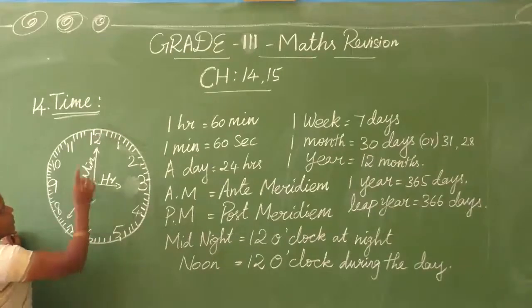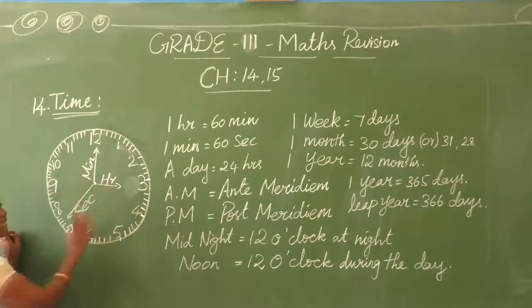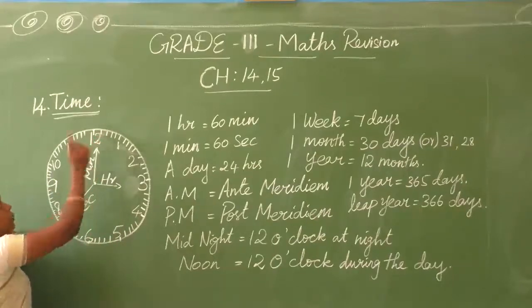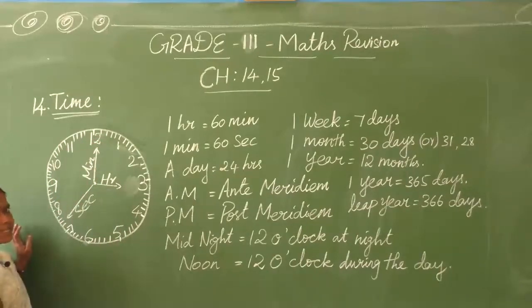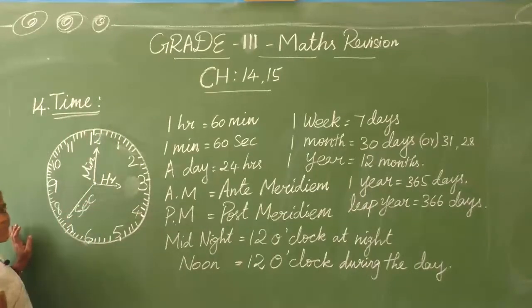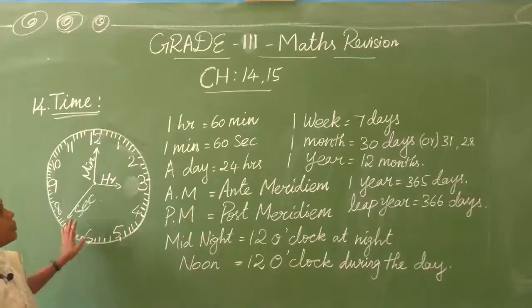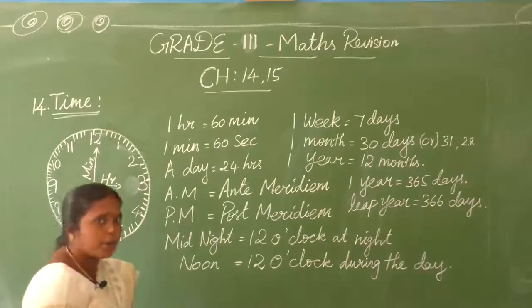The seconds hand will move from one line to another line within 60 seconds. For moving from 1 minute to another minute, it takes 60 seconds. So it is the very fastest hand, the minute hand is the medium level, and the hour hand is the slower. Clear? So based on this, we have some statements you already learnt.